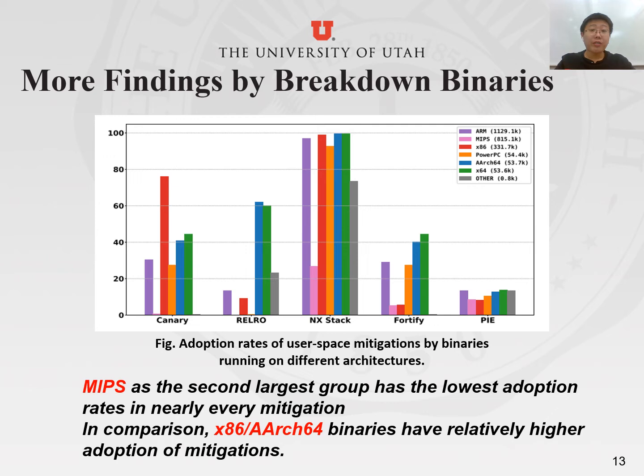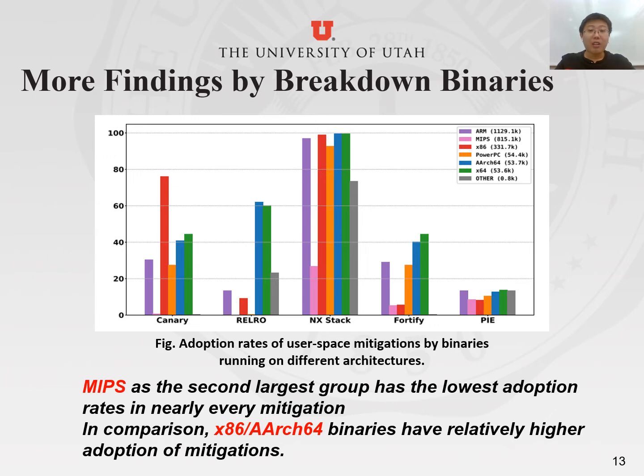We have more interesting findings by breaking down the binaries with architectures. The figure presents the adoption rate of user space mitigations by binary from different architectures. The ARM binaries compose the largest group. They have a moderate level of adoption rate for all the mitigations.